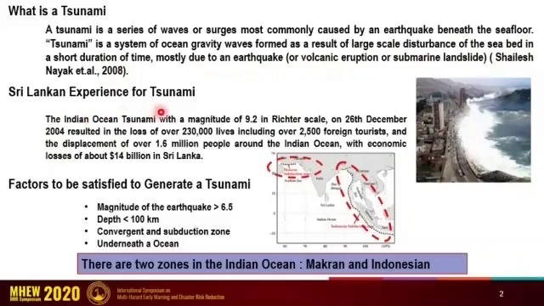Sri Lanka does not have much experience of tsunamis except the 2004 tsunami, and these are the factors required to generate a tsunami. It should be underneath the ocean and over a convergence and subduction zone. So in the Indian Ocean, there are 2 subduction zones. One is the Makran zone and the other one is the Indonesian subduction zone. The physical parameters to generate tsunamis are that the magnitude of the earthquake should be greater than 6.5 and the depth should be less than 100 kilometers.